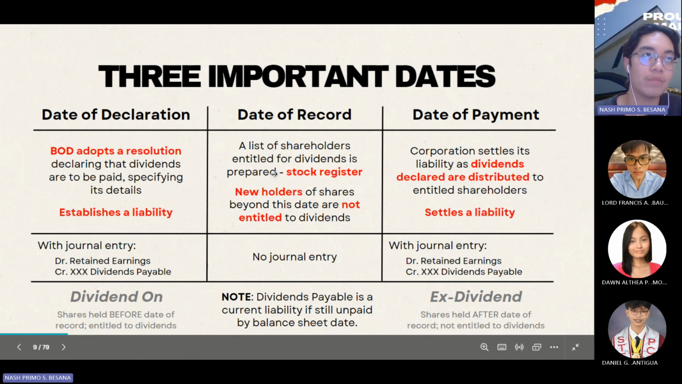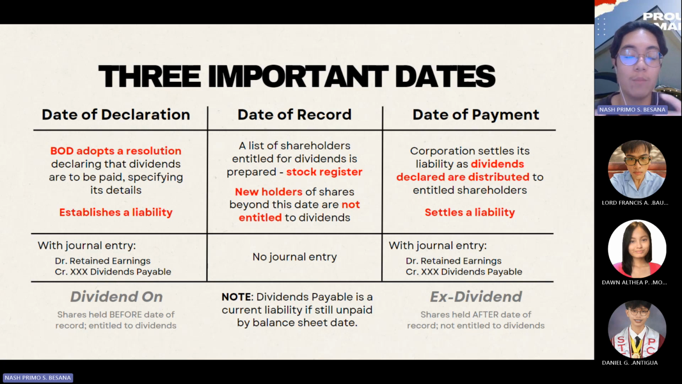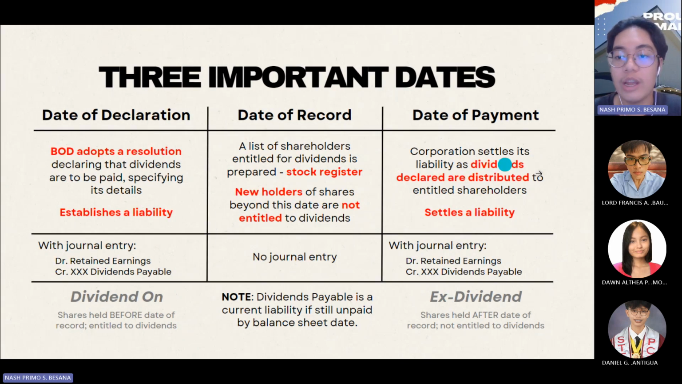As we all know kasi merong yung mga shares kasi na hawak ng shareholders, pwede nilang ibenta sa iba. So kapag hawak nila yung shares na yon between declaration and record, they are entitled to dividends. Pero kapag binenta na nila yon between declaration and record, hindi na sila yung entitled sa dividends, but rather yung pinagbentahan na nila. Third date we have is the date of payment. Corporation settles its liability as dividends declared are distributed to entitled shareholders. So dito sa date of payment, as dun nga sa name, payment, dito na i-distribute yung dividends, whether it be cash, property, or stocks. So it is the settlement of the liability.